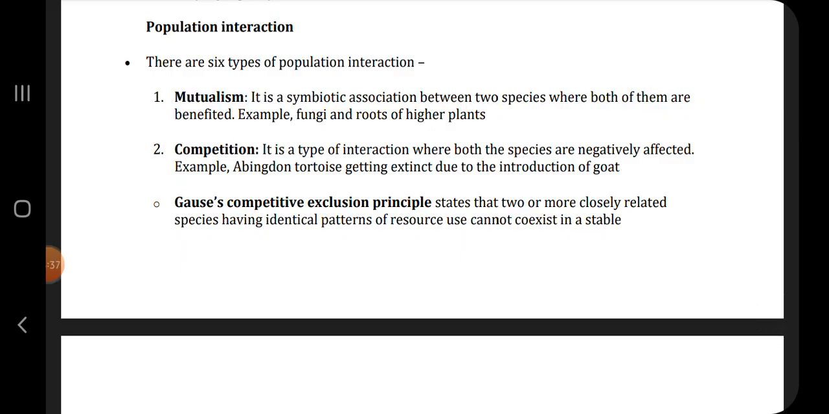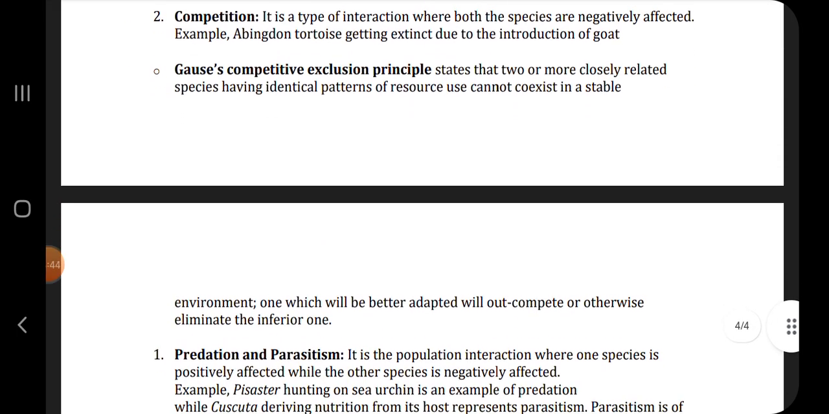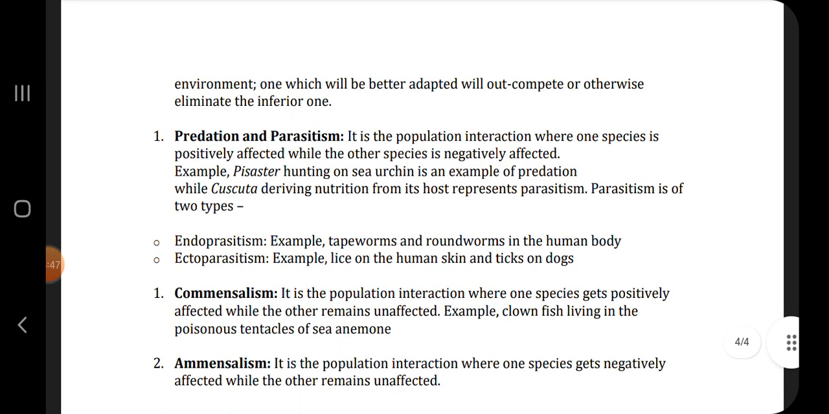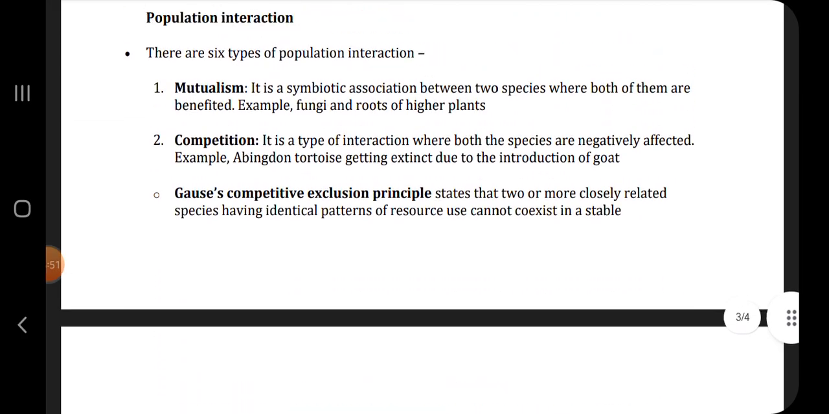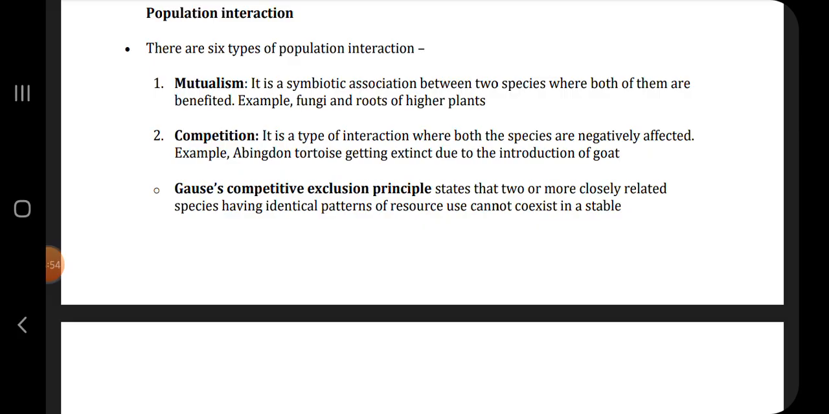Population interactions: there are 6 types of population interaction: mutualism, second competition, third Gause's competitive exclusion principle, then predation, parasitism, commensalism and amensalism. So mutualism is the symbiotic association between 2 species where both of them are benefited. Example, fungi and roots of higher plants. Competition is the type of interaction where both the species are negatively affected. Example, Abingdon tortoise getting extinct due to the introduction of goat.